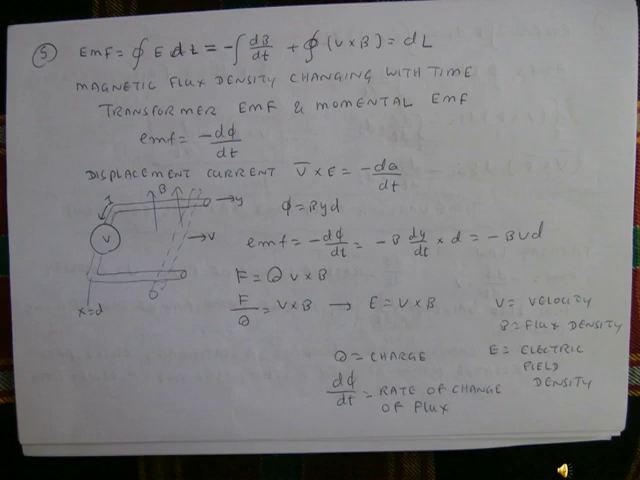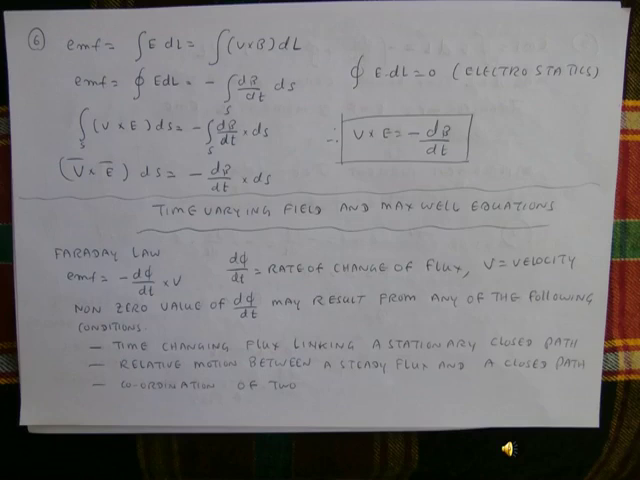d phi/dt is the rate of change of the electric flux. Continuing to write down the equation: electromotive force EMF equals the closed integral of E dL equals the integral of V cross B dL. So in this case, the EMF, the closed integral of E dL, equals minus the integral of dB/dt dS. In this case, the closed integral of E dL is equal to 0.